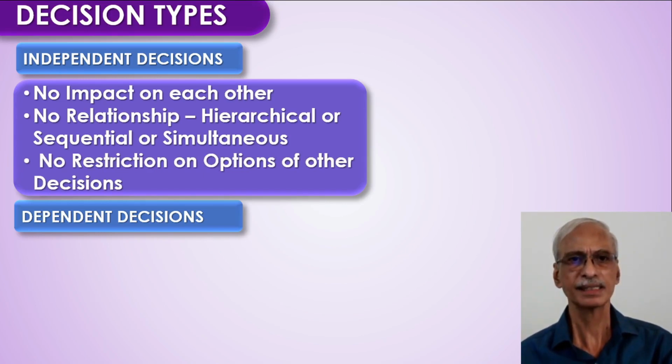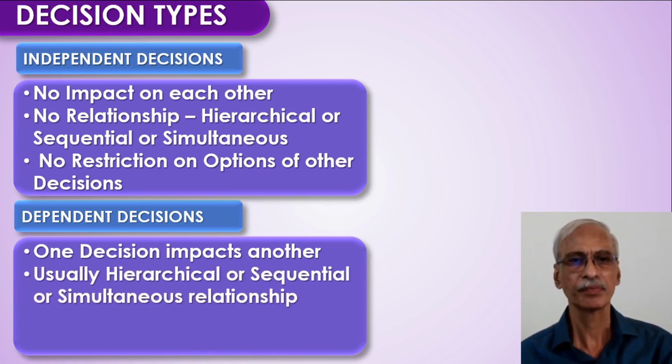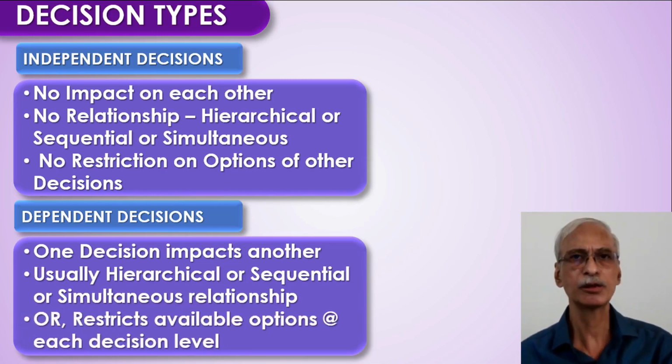Independent decisions do not impose any restrictions on the other decisions, whereas dependent decisions impact each other. There is a relationship, either hierarchical or sequential or simultaneous or more than one of these relationships, and they do tend to restrict the options for subsequent decisions. The fact that you made a particular decision of a dependent variety restricts the options for another dependent decision.